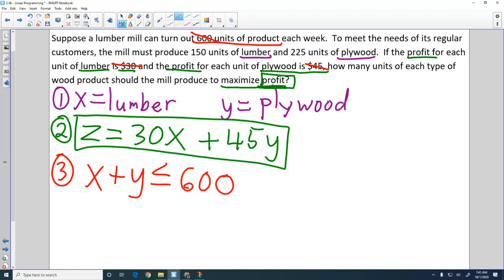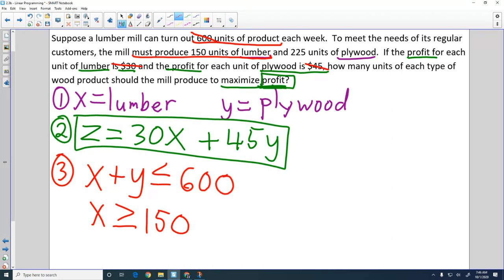Yeah, it says that it must produce 150 units of lumber. So that's X. Basically it's saying X has to be at least 150. Could it be more than 150? Would that be okay? Yeah, I could go over that number. I couldn't go under. So my next constraint is going to be X, which is the lumber. I'm going to write it's got to be greater than or equal to 150, right? I've got to have at least 150 units of lumber.